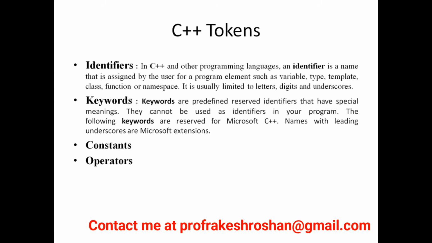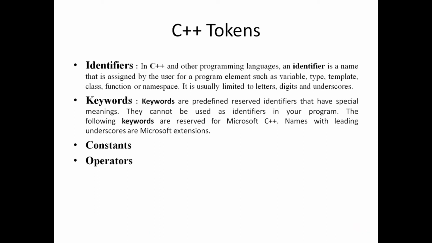and underscores. Then the second token is keywords. Actually, these keywords are predefined reserved identifiers for C++. That means an identifier which is reserved for C++ is called a keyword, like cin, cout and many more. Then constants. Actually, constants are also a type of identifier, but here you cannot change the value throughout the program. That means once you assign some value to the constant, you cannot change the value of the constant in future throughout the program.